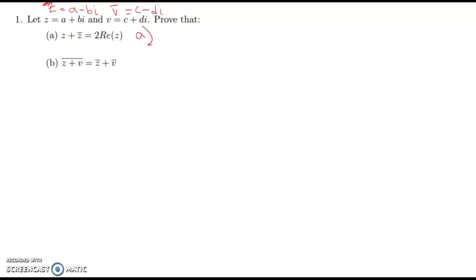I'm going to do A. For the proving problems going forward, you want to start with one side and manipulate it until you get to the other side of the equation. So in this case, I'm going to start with the left-hand side, which is z plus z bar, the z conjugate. I'm going to substitute the definition of z, which is a plus bi, and the definition of the z conjugate, which is a minus bi, and those two things are being added.